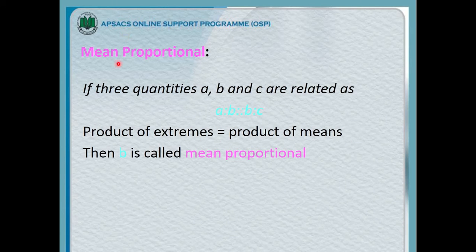Mean proportional. If three quantities A, B and C are related as A ratio B proportional B ratio C, then B is known as the mean proportional. Now students, you have to remember that in mean proportional and in third proportional, we have three quantities A, B and C, whereas in fourth proportional, we have four quantities, that is A, B, C and D.